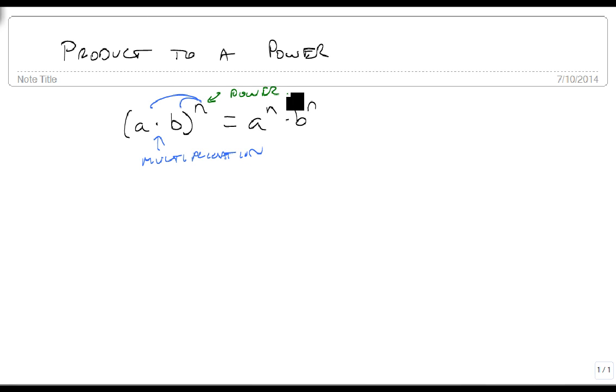Remember our order of operations? We only distribute when the levels are that close to each other. So, let's look at some examples. Suppose that we have 3x quantity squared. Well, this is equal to 3 squared times x squared, which is 9x squared.